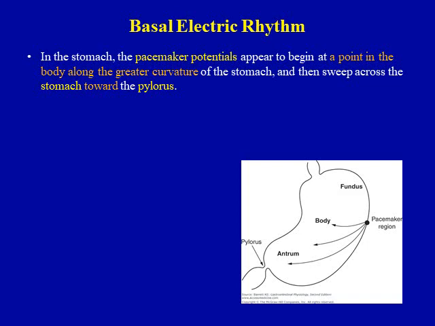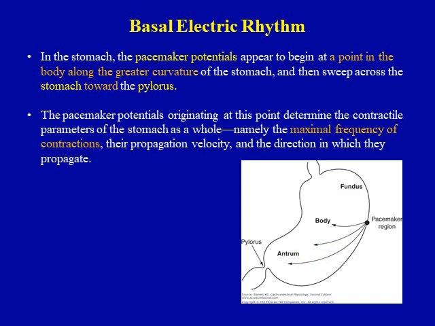In the stomach, the pacemaker potentials appear to begin at a point in the body along the greater curvature of the stomach, at the junction of the proximal part and the distal part of the stomach, and then they sweep down across the stomach towards the pylorus. The pacemaker potentials originating at this point determine the contractile pacemaker of the stomach as a whole, namely the maximal frequency of contractions, their propagation velocity, and the direction in which they propagate.